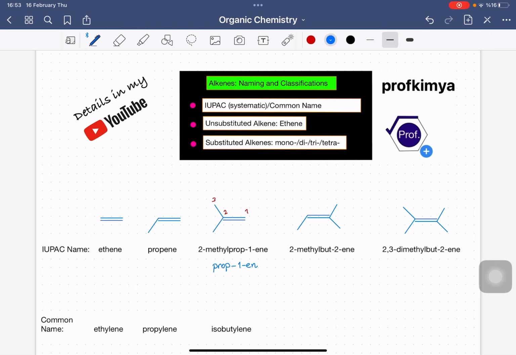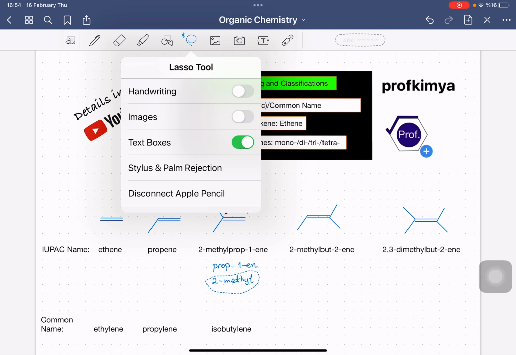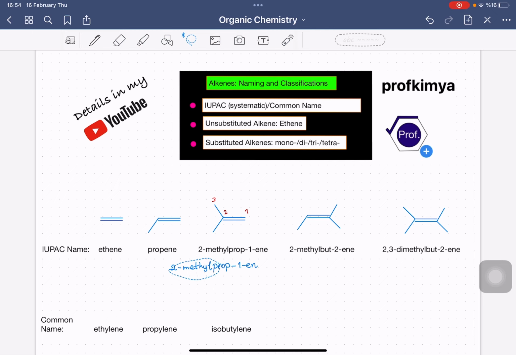This molecule has a substituent at the 2 position. And we need to add this as a suffix. 2 methyl prop 1N.